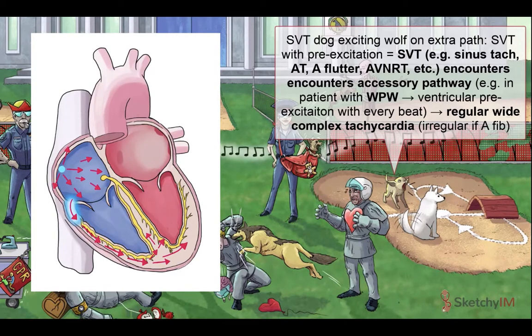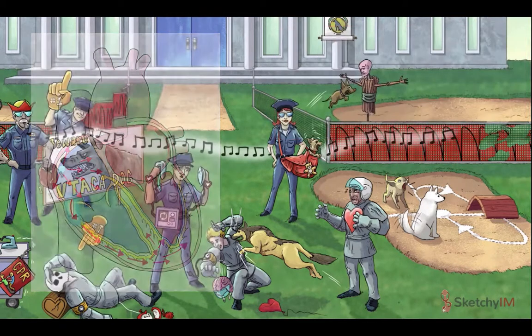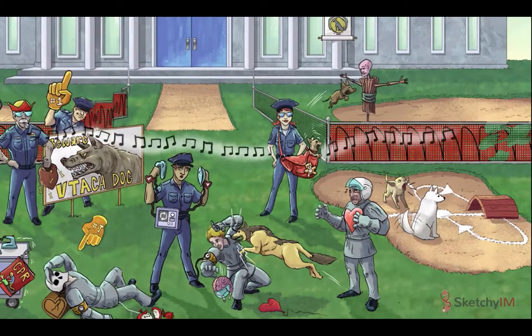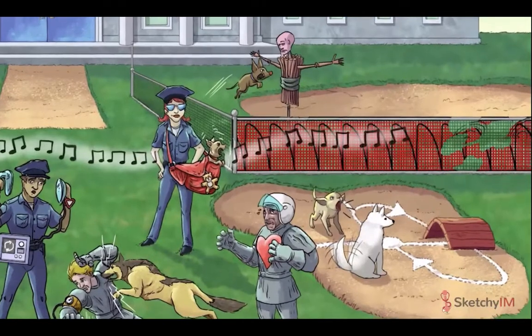We saw this over at the dog show with the Wolff-Parkinson-White pattern on the ECG. The presence of an accessory pathway caused pre-excitation with every beat, pulling out that QRS, which is seen as that sloping delta wave. Well, as you can imagine, any SVT that occurs above this accessory pathway can cause pre-excitation with every beat, and it will turn into a wide complex tachycardia, similar to SVT with aberrancy. So we've drawn in this overly excited Wolff-Parkinson-White wolf with an SVT chihuahua sending out impulses overhead.